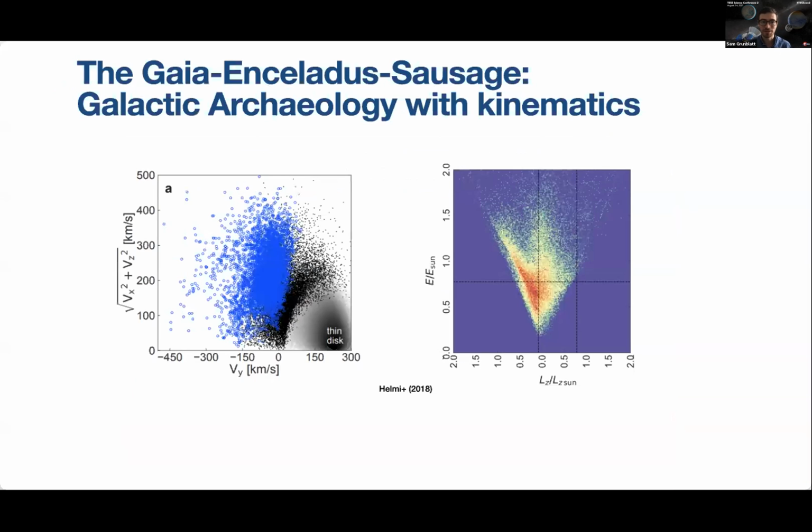Although it sounds galactically delicious, the Gaia Enceladus sausage is so named because of its appearance in the Toomre diagram, the diagram on the left here, where essentially you see that the stars have very low rotational velocities on the x-axis, but have a large vertical component on the y-axis, distributed like this, as the blue stars on the left. You can also see this in terms of angular momentum and binding energy to the galactic potential relative to the sun, which I'm showing here on the right.